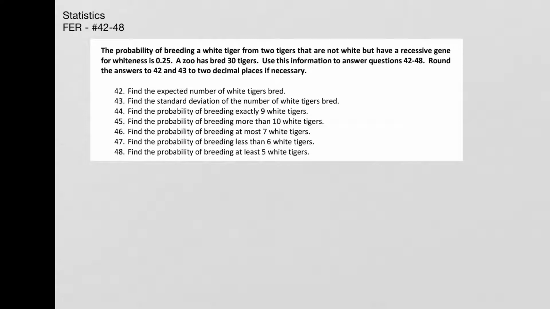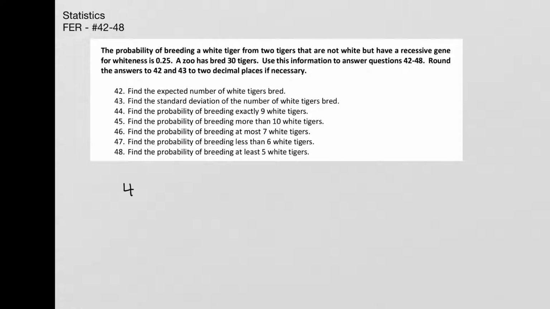So in question 42, it asks for the expected number of white tigers bred. And so I'll use the formula for the mean for a binomial probability, and that's n times p, where n is 30 in this case, and p is 0.25. And so that gives me 7.5.